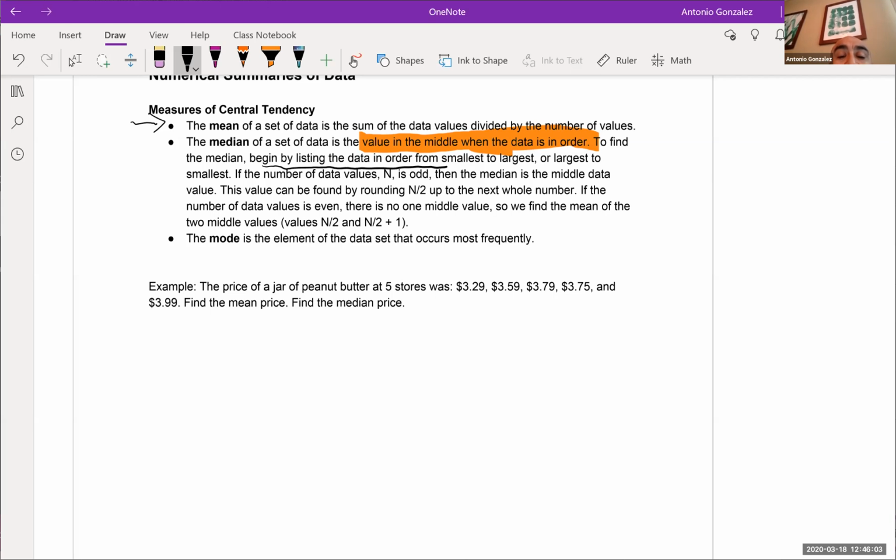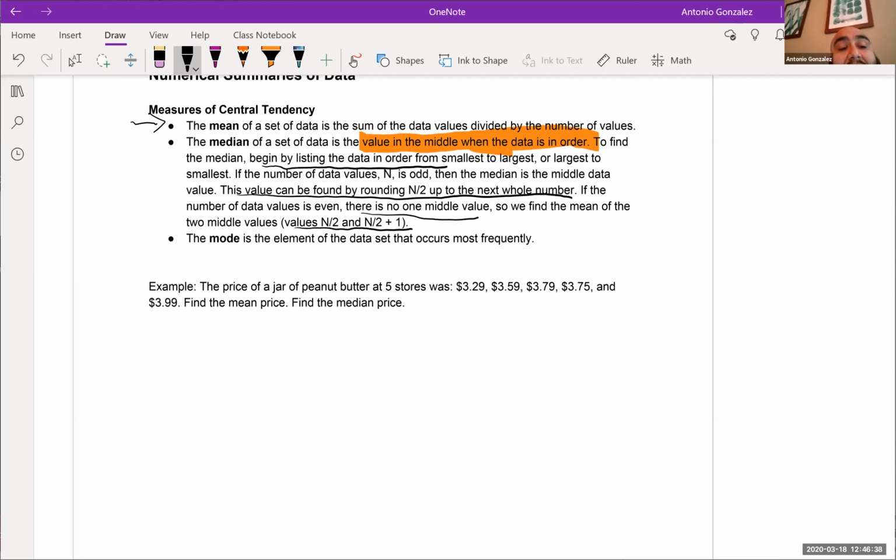If the number of data values n is odd, then the median is the middle data value. The position can be found by dividing n by 2 and rounding up to the next whole number. If the number of data values is even, then there is no middle value, so we find the mean of the 2 middle values, at positions n over 2 and n over 2 plus 1. Now this looks a bit confusing at first, but we'll run through an example so we can understand how to find the median.